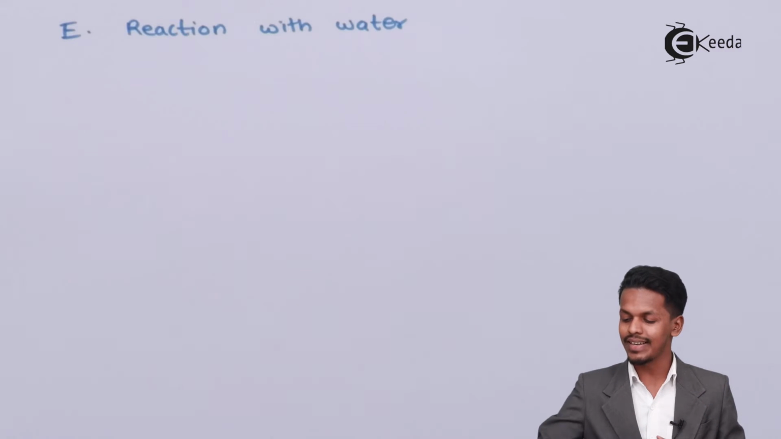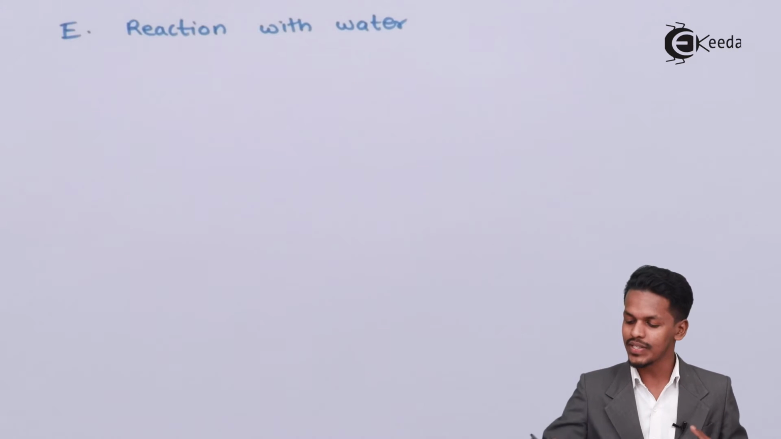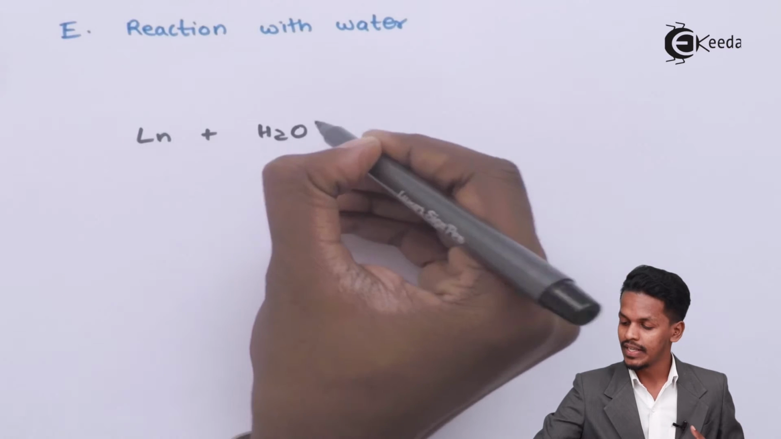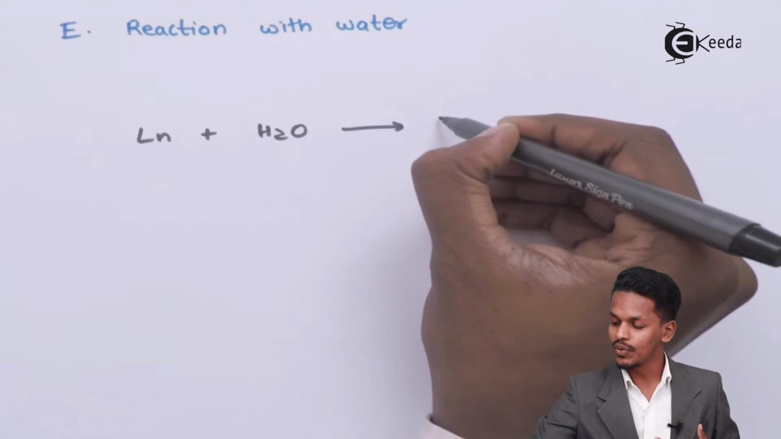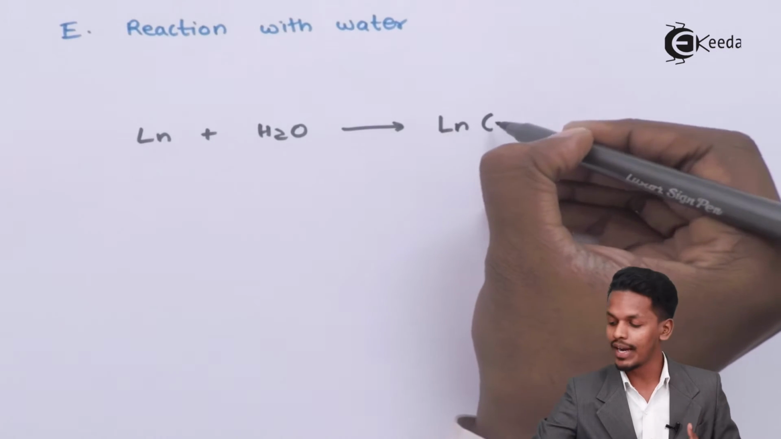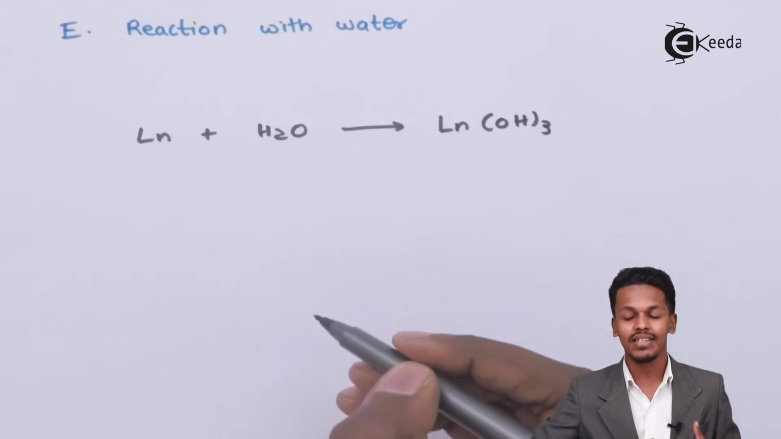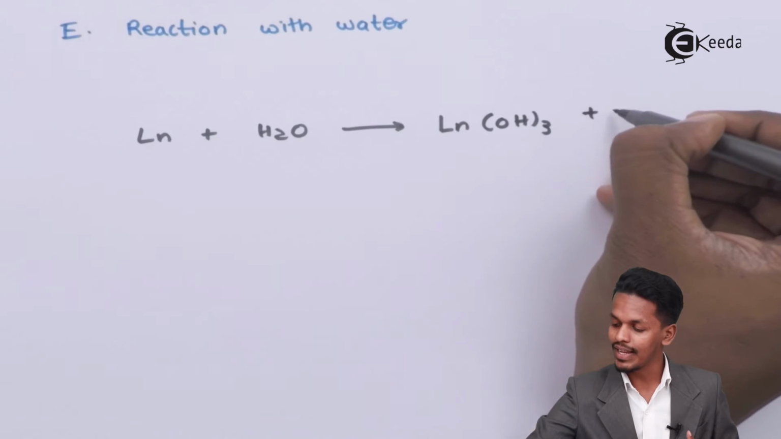Talking about the next one, that is the reaction of lanthanoid with water. In this case, suppose I'm considering a lanthanoid and I am treating it with water. The product we could get is a hydroxide, that is lanthanoid hydroxide, Ln(OH)3. In that case we have to balance the reaction, and also there will be evolution of hydrogen gas.